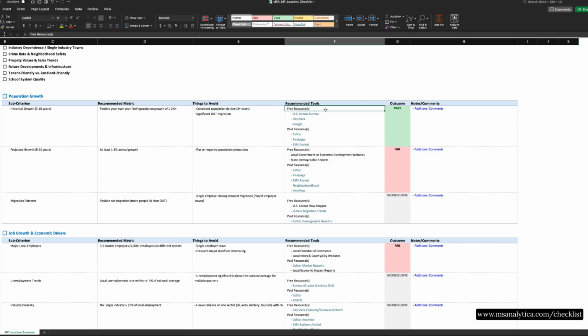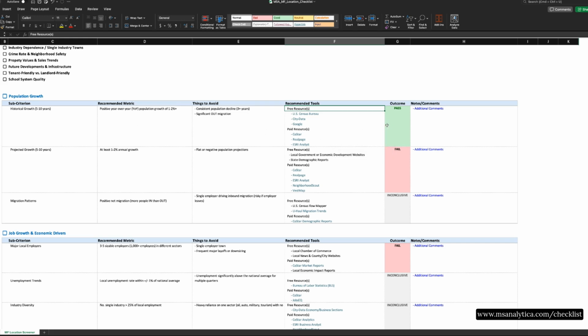Some free resources that you can use: the U.S. Census Bureau. I have the link embedded in this spreadsheet, so you can click directly on that link to go to the website. Paid resources: you can use CoStar, RealPage, or Esri Analyst. Each of these resources will provide you a lot of information. If you're just starting off, you can get a lot of that information from Google or the U.S. Census Bureau free of charge.